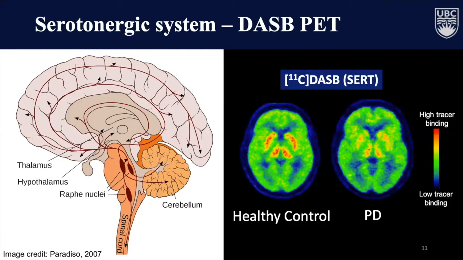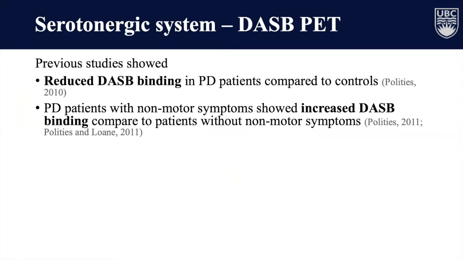So we applied PCA to look at the serotonergic system, and the PET tracer we use is DASB, which is the serotonin transporter marker. And the serotonergic system is closely related to non-motor symptoms in Parkinson's. So previous studies showed that there is a reduced DASB binding in Parkinson's patients compared to controls. And Parkinson's patients with non-motor symptoms actually showed an increased DASB binding compared to patients without non-motor symptoms.